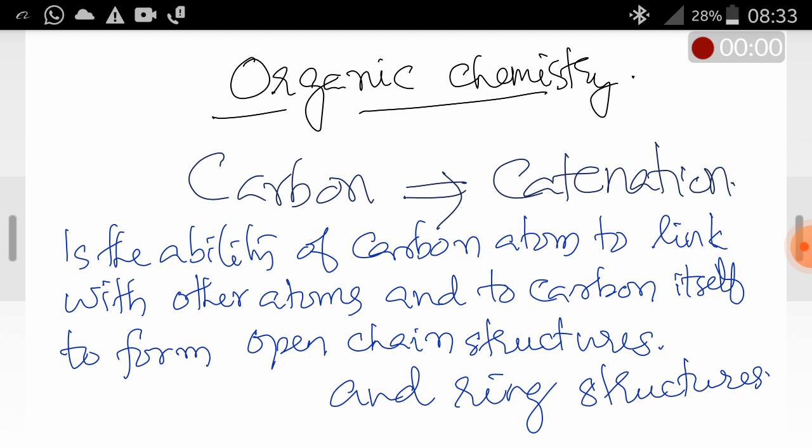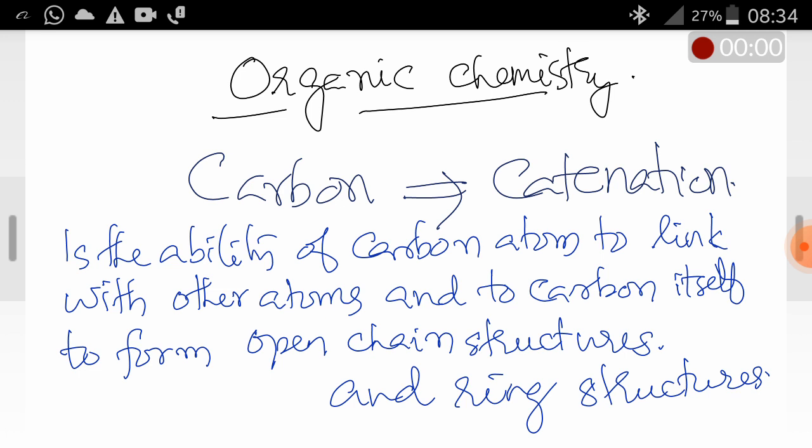14th group elements possess this catenation property. As you move down the group, this catenation property decreases. And what makes carbon have this special property? It is because of its small size and its ability to form multiple bonds with themselves and with other atoms, and moreover its tetravalency.